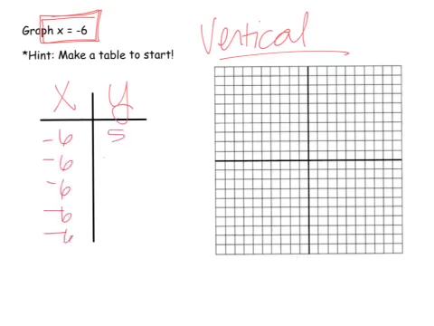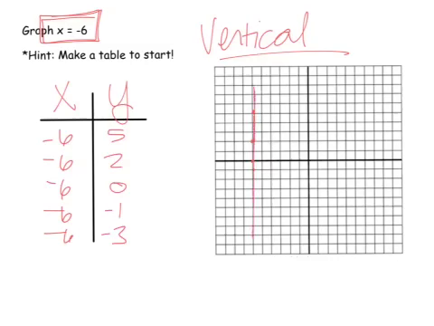X has to be -6, no matter what we put in for y. So I can say 5, 2, 0, -1, -3. It doesn't even matter. I could have chosen 100 for y. But x has to be -6. 1, 2, 3, 4, 5, 6. So here's -6. (-6, 0), (-6, 2), (-6, 5), (-6, -1), and (-6, -3).